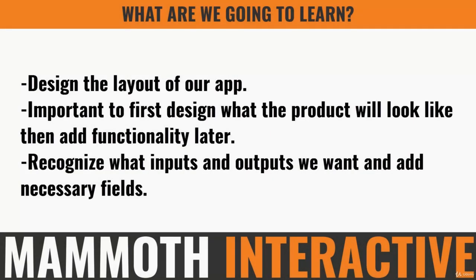In this part of our tutorial, we are going to design the layout of our app. This is important because we first want to design what the product will look like and then add the functionality later. Designing is the easy part, the coding is the hard part. During this tutorial, we're going to recognize which inputs and outputs we want and add the necessary fields such as text inputs, buttons, whatever we need.